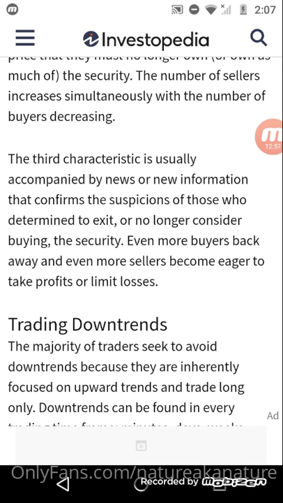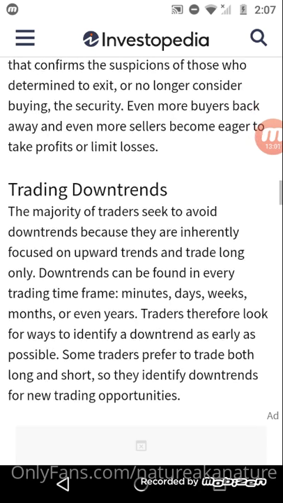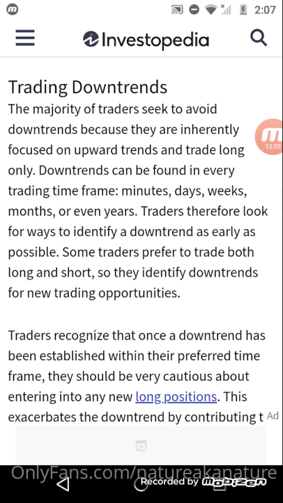So, trading downtrends. The majority of traders seek to avoid downtrends because they are inherently focused on upward trends and trade long only. Downward trends can be found in every trading time frame: minute, day, week, month, or even years. Traders therefore look for ways to identify a downtrend as early as possible. Some traders prefer to trade both long and short so they can identify downtrends for new trading opportunities.